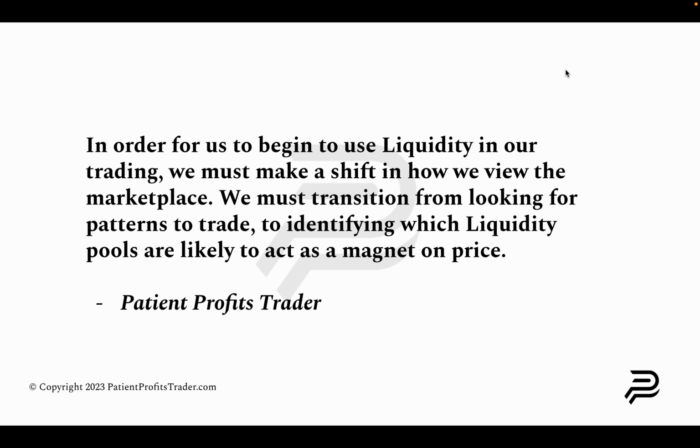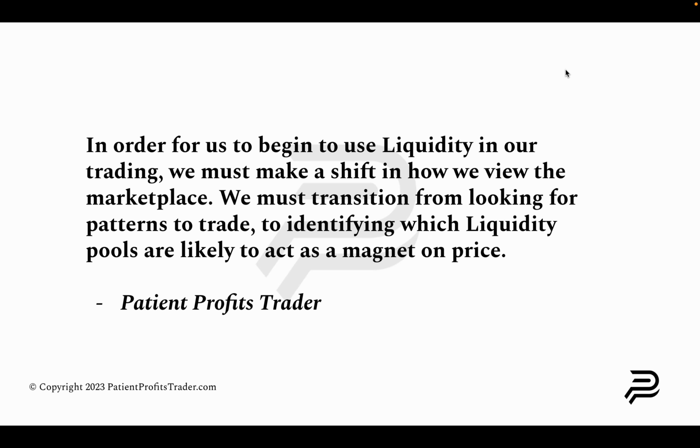Now, in order for us to begin to use liquidity in our trading, we must make a shift in how we view the marketplace. We must transition from looking for patterns to trade to identifying which liquidity pools are likely to act as a magnet on price. Now, we've already established that all the market does, all the algorithm does, is seek and hunt for liquidity. All the algorithm does is pair orders in the marketplace. Liquidity acts as a magnet for price.